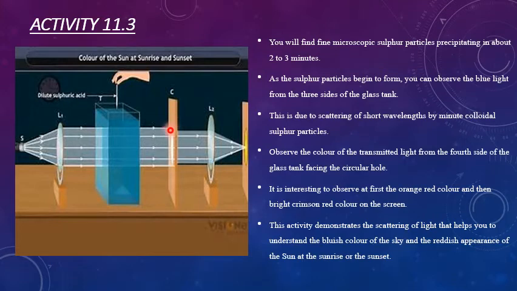Again, we have one cardboard sheet over here, and in this there is again a circular hole, and later on another circular hole, and then here is a screen on which you can see the image.